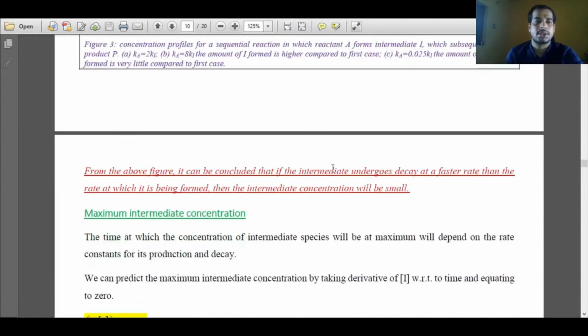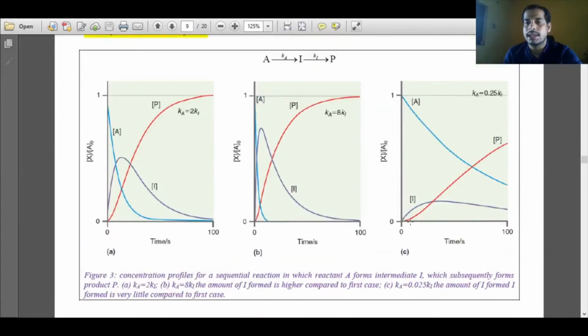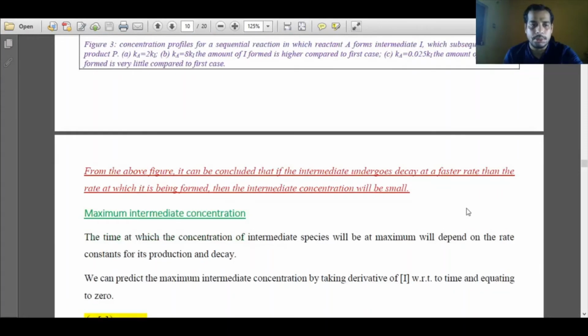We'll discuss that shortly. From the above figure, it can be concluded that if the intermediate decays at a faster rate than the rate at which it is being formed, then the intermediate concentration will be small. This is the third case. Here the intermediate concentration is small compared to the reactant and product concentration, when intermediate decays at a faster rate compared to its rate of formation.